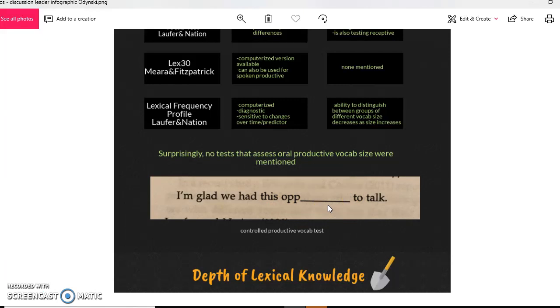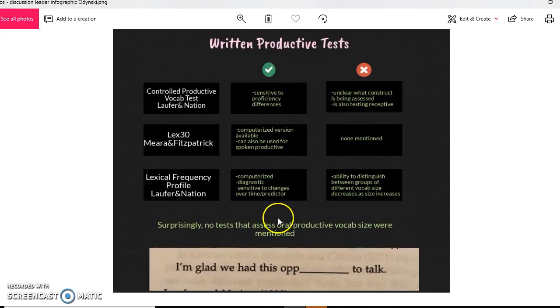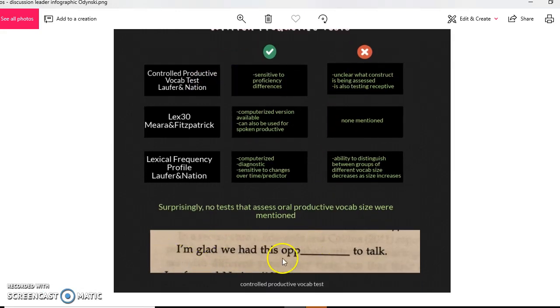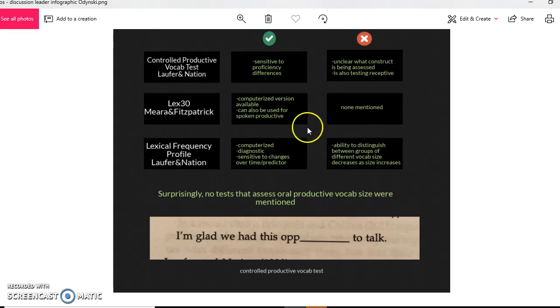This test is obviously looking for production, because the test takers have to fill in the rest. They have to write, they have to produce. However, I do want to point out the con to this test that the authors mention: this test could also be considered receptive testing, because they have to understand the context of the sentence to be able to produce. So it's not just productive testing, I don't believe, or the authors don't believe.